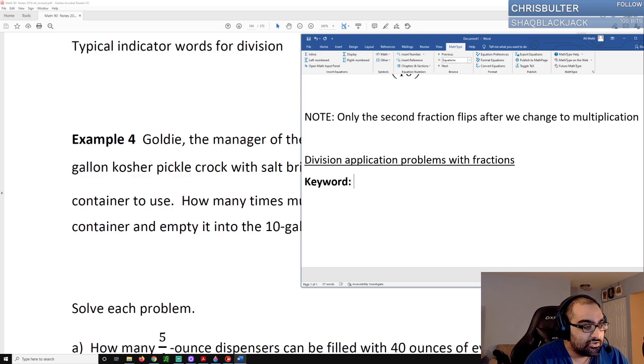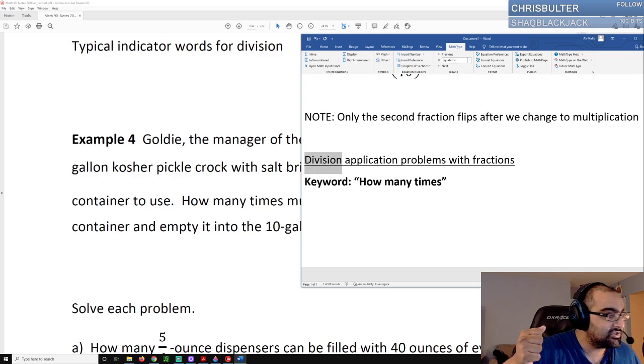So the keyword here specifically in this particular problem is actually the phrase how many times. So how many times is going to directly refer to division. How many times do we have to take this bucket and continually fill it up and pour it into this other container, over and over and over again. That's essentially what division is going to be.